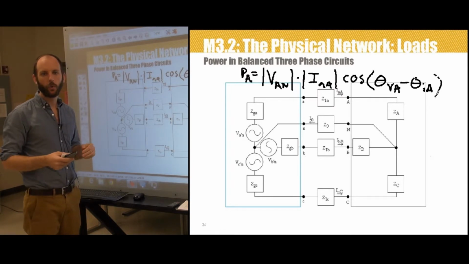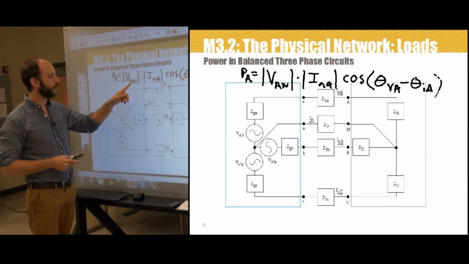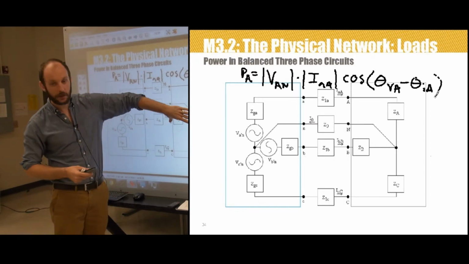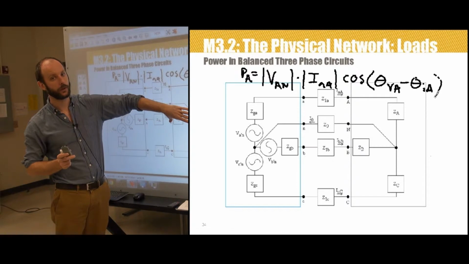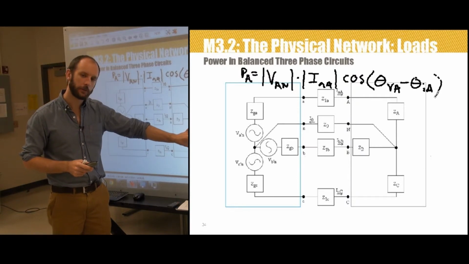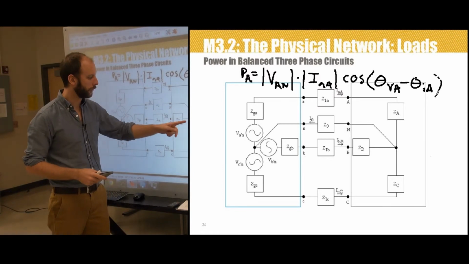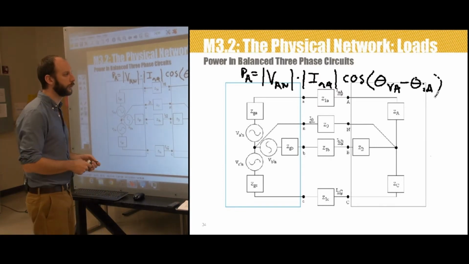What's interesting is in a balanced system, the magnitude of VAN, the voltage across here, is going to be the same as the magnitude over here. The angles will be different, but the magnitudes are the same. Same thing for the current. Current magnitudes are the same, phases are just different.